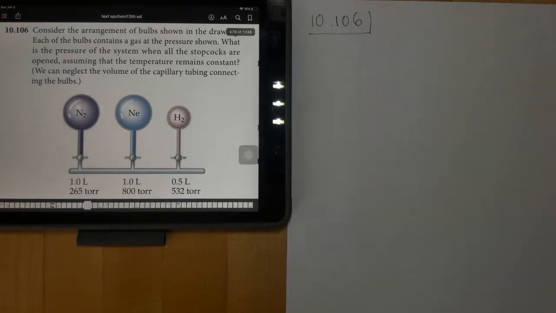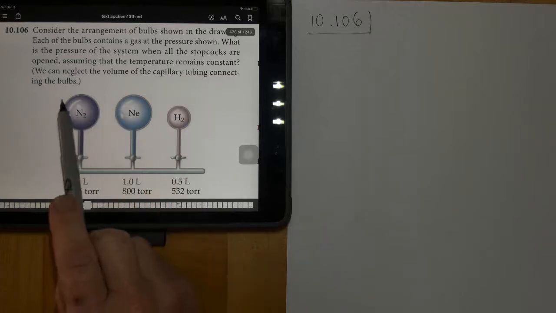10.106. Consider the arrangement of bulbs shown in the drawing. Each of the bulbs contains a gas at the pressure shown. What is the pressure of the system when all the stopcocks are opened, assuming that the temperature remains constant? We can neglect the volume of the capillary tubing connecting the bulbs.